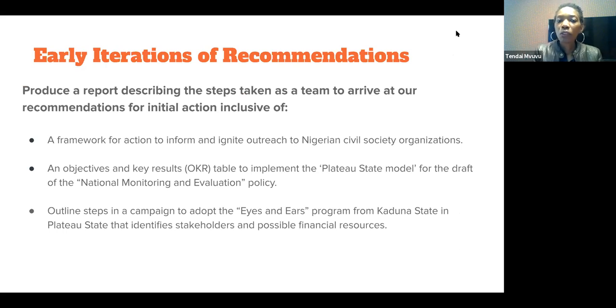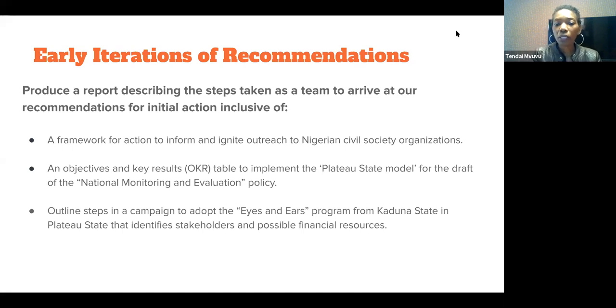This process was very iterative, and as we deliberated on the entry points and had constant feedback with our authorizer and some stakeholders that we spoke to, one key suggestion that surfaced was to produce a report that would provide an initial roadmap towards implementation of the identified recommendations. So we agreed that we could include three main things in the report.